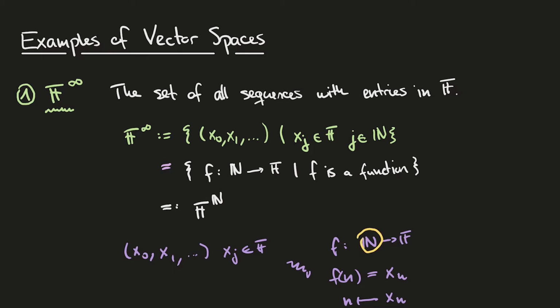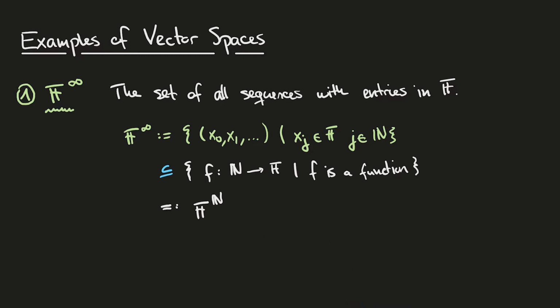And now, since for every natural number n, there exists some entry xj, which is an element of f, this rule down here indeed defines a function from the natural numbers n to our field f. So the below argument shows that we have this inclusion. That means that the set of all sequences is included in the set of all functions from n to f.